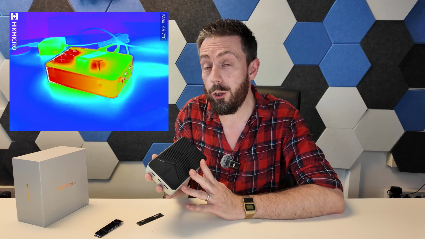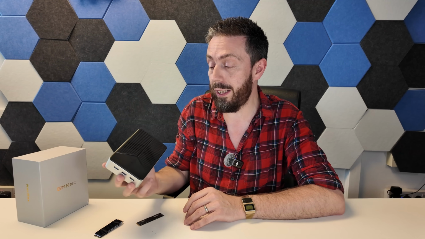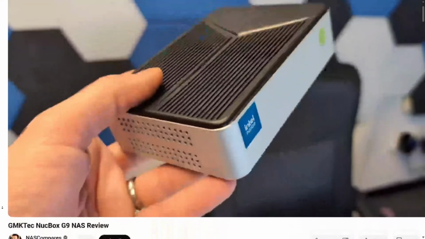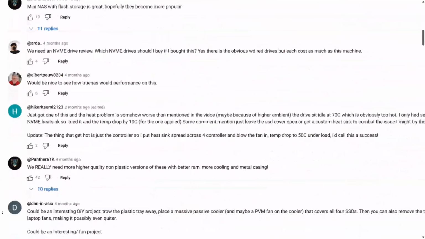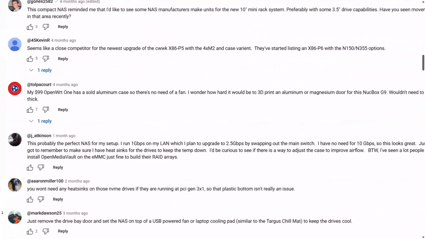Temperatures were something to be discussed, something we'll touch on later on, but ultimately a lot of users got in touch about this. And although there are people that are looking at this for a little tiny Proxmox server, running a few containers out there, or just running it as a mapped drive, an overwhelming number of you were wondering about this device for media.